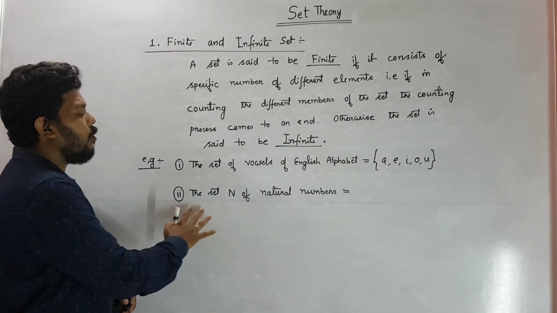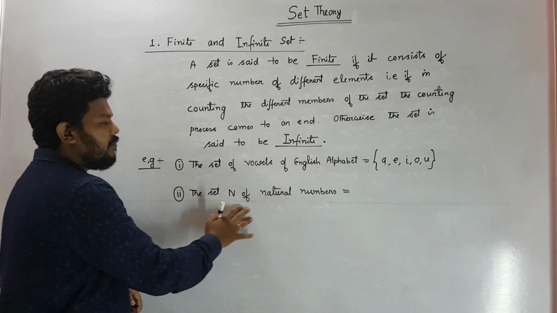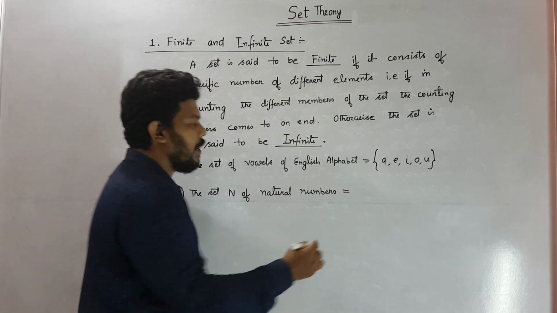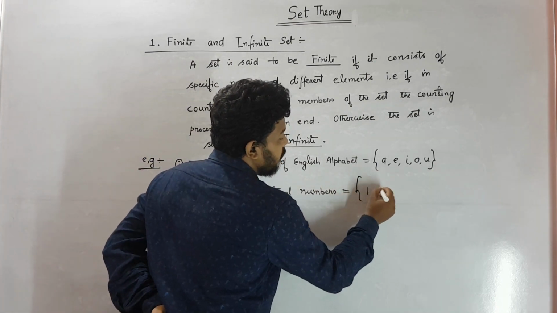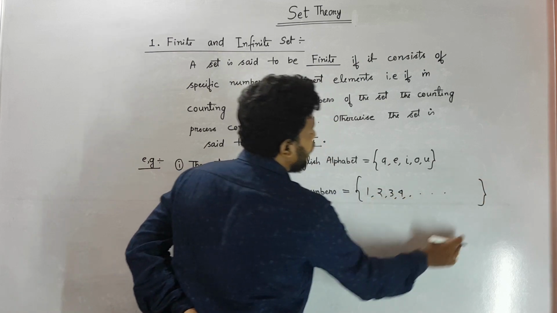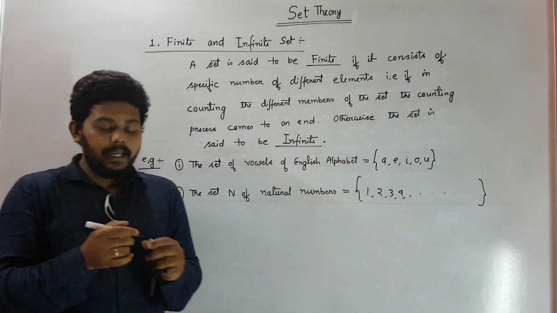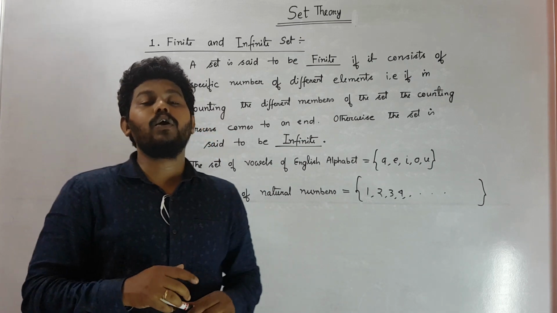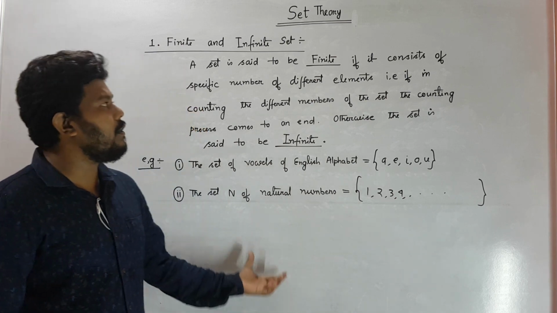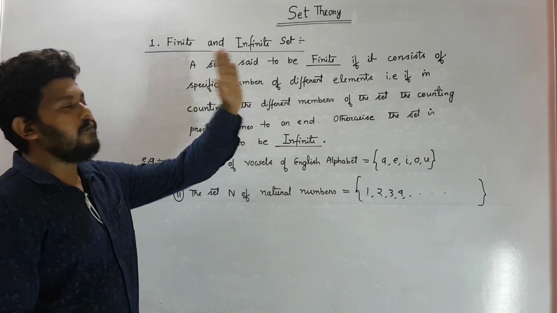Now the set of natural numbers. What are natural numbers? It starts from 1. So you will write 1, 2, 3, 4 up to infinity. That's why it is called an infinite set, because here the counting will not stop at any time. So it's an infinite set. Example of infinite set. Finite set and infinite set.